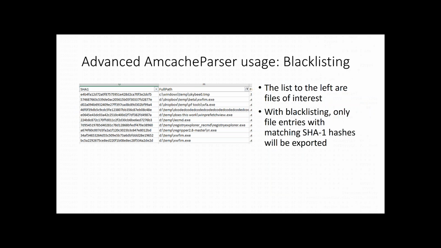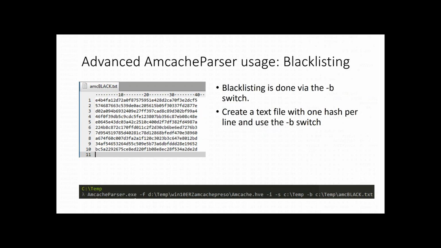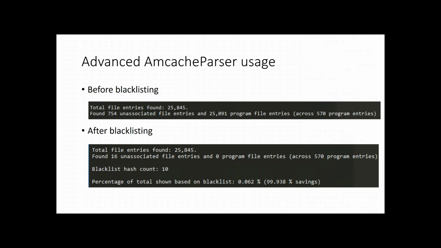But again, we can just take those SHA values, put them in, in this case, a blacklist file, and when we supply that path to the B switch, then AmcacheParser will do the opposite of what we saw with the whitelisting. It's only going to include in the output things where it found a matching SHA value. This is just another example of the usage. You can see it's everything we saw before. This time we've only extracted out 16 based on our blacklisting.